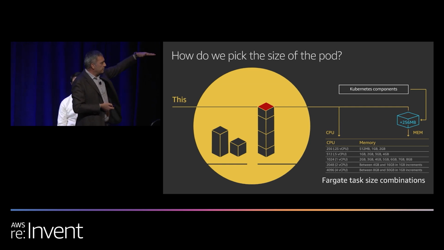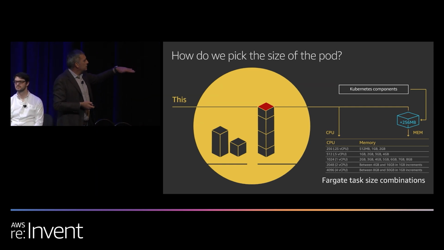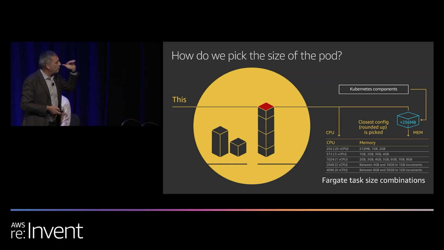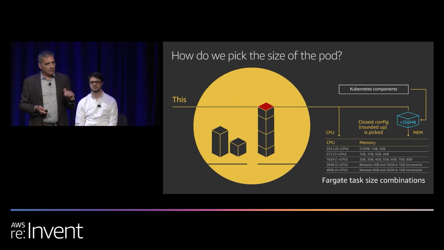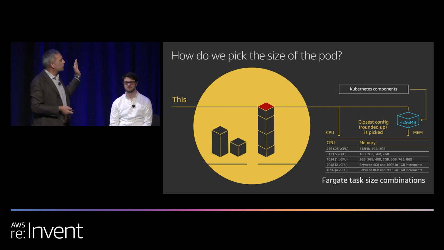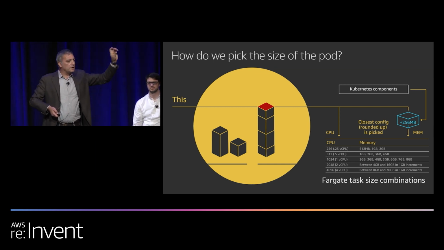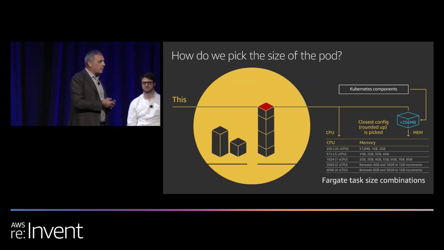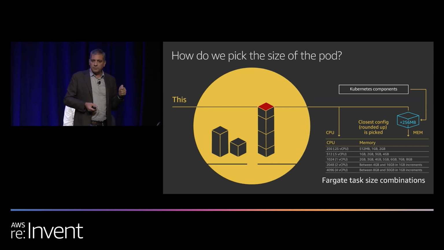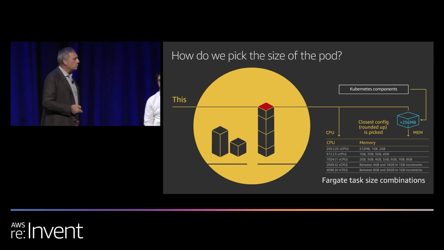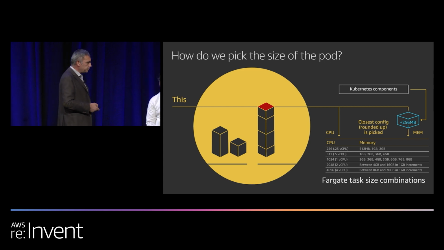When we have those 2 numbers, we go through this table and pick the closest config, rounding it up. So imagine that the output of the memory number is 1.8 GB. We pick 2 GB in the size, okay? That's the logic that we use to size the pod.